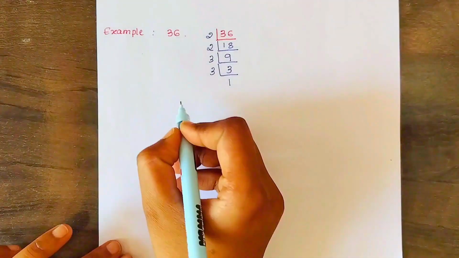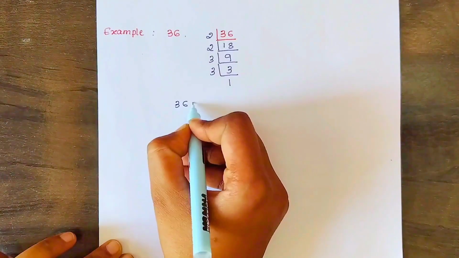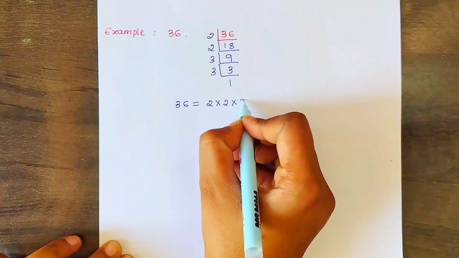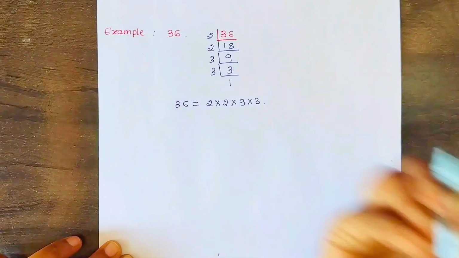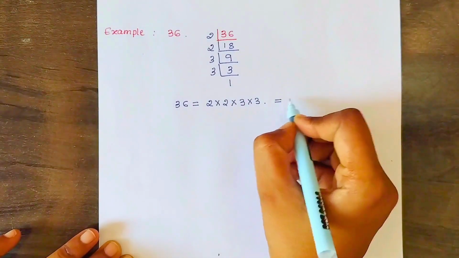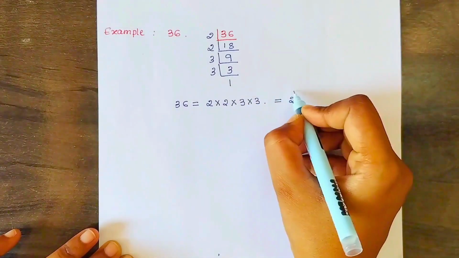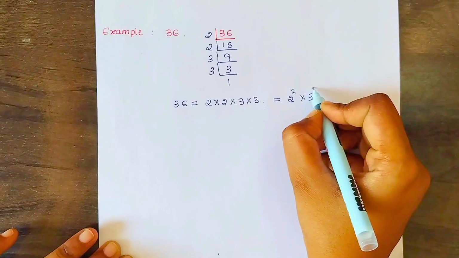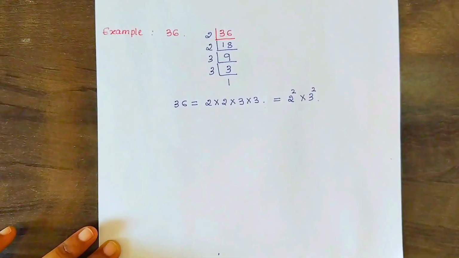Here I am writing 36 as the product of prime numbers, that is 2 into 2 into 3 into 3. And you can write this as 2 to the power 2 into 3 to the power, how many 3s are there? 2, right? So 3 to the power 2.